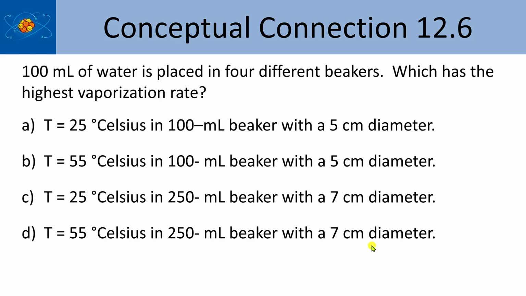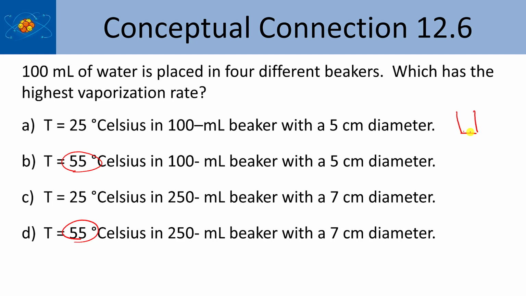So which of these would have the highest vaporization rate, right? Well, we know that vaporization depends on temperature, right? So we know the 55s are higher rates than the 25s. And vaporization also depends on surface area. So if you have a bigger beaker, one with a wider diameter, the layer of liquid will be thinner in the 7 centimeter diameter, but the surface area will be larger, right? So you think about visualizing what this looks like.